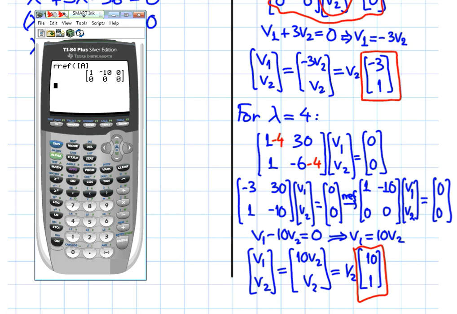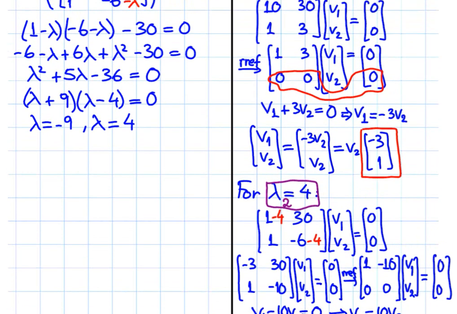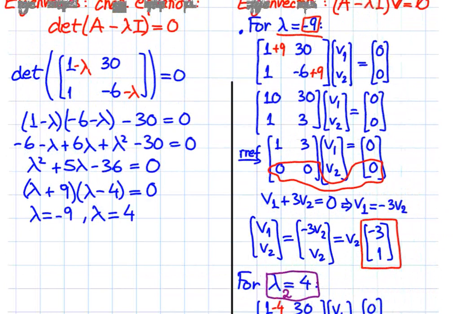So in fact we can, and we should, write like this: lambda 2, the eigenvalue of 4, we have the eigenvector corresponding to that is 10 and 1. And for lambda 1, the eigenvalue, we have the eigenvector. This is the vector -3 and 1. So let me zoom out to have the whole problem.